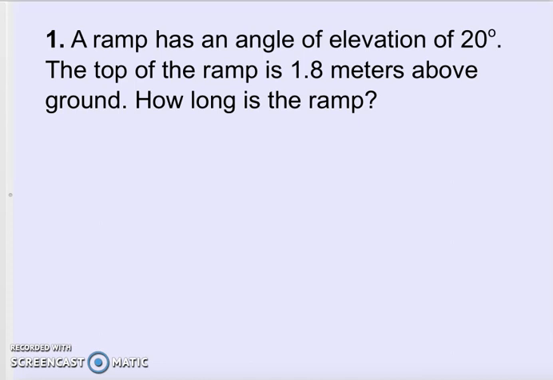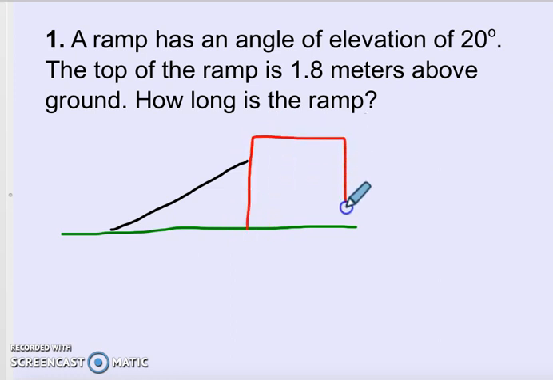A ramp has an angle of elevation of 20 degrees. The top of the ramp is 1.8 meters above ground. How long is the ramp? So let's draw a picture. Here's a ramp, ground. I don't know if it's leaning against a wall or a little house. Okay, top of the ramp is 1.8 meters above ground.